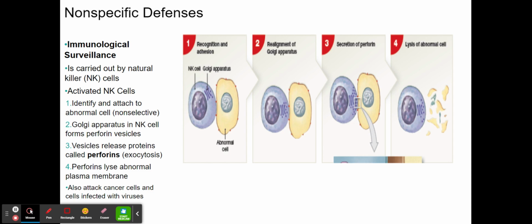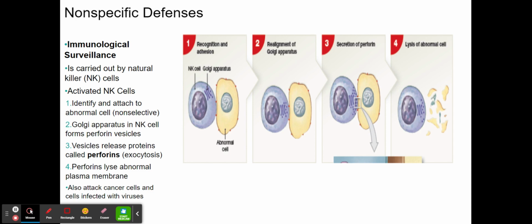1. Recognition and adhesion. The first step is recognition and adhesion. If a cell has unusual components in its plasma membrane, an NK cell recognizes that cell as abnormal. The recognition activates the NK cell, which then adheres to its target.